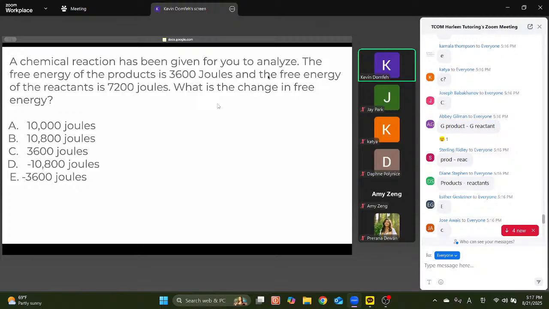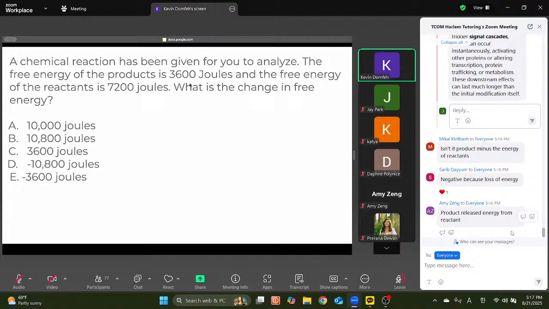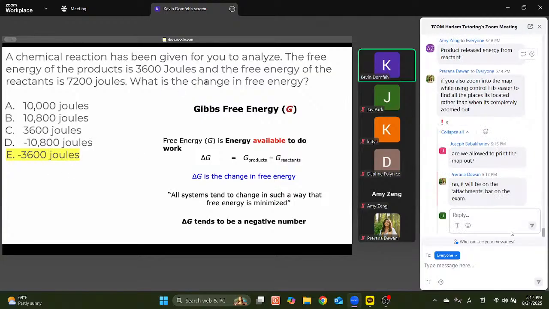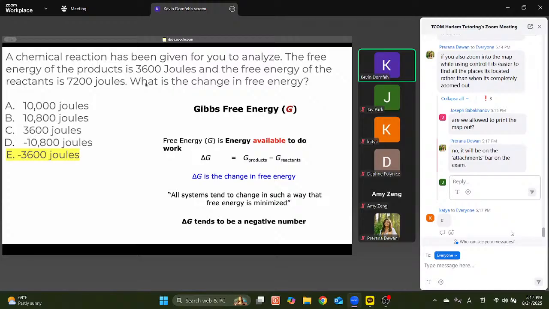I'm just going to be very honest with you here. These faculty members are not going to be afraid to put questions like that on the test to pick at your brains a little bit, right? You have to be able to know how to calculate these things. It's product minus reactants. So the product is 3,600 joules, reactant is 7,200 joules. That'll give you negative 3,600 joules. All right. Let's go for the next question.